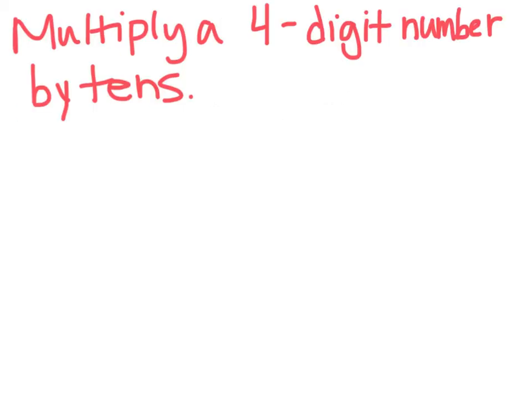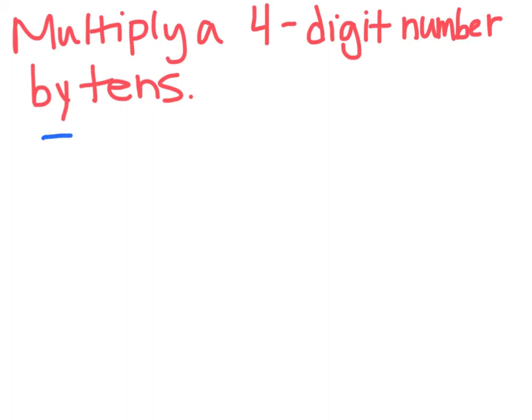Let's move on to our final 2 ideas in the chapter. We're going to learn to multiply a 4-digit number by tens, and then to multiply a 4-digit number by a 2-digit number. These ideas are exactly the same as what we've worked with 2-digit and 3-digit numbers, so you should definitely be seeing the patterns by now, and I'm confident you'll get this quickly. So let's begin with our first sample problem.